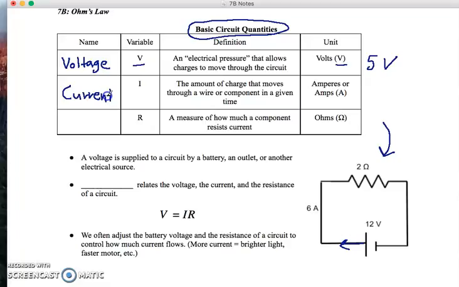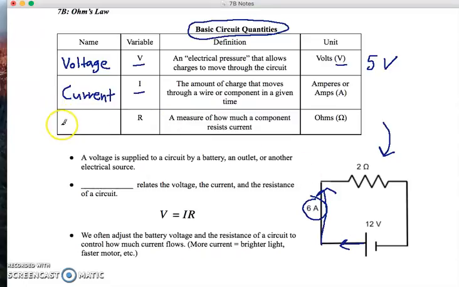The next quantity is current. It has the symbol I, and current is the amount of charge that moves through a wire or component in a given amount of time. So voltage talks about how much pressure there is pushing those charges. Current actually talks about how many electrical charges are actually going to flow through the circuit. And that's going to have the unit of amperes or amps. So you might see, like on the circuit right here, 6A, so that would be 6 amps.